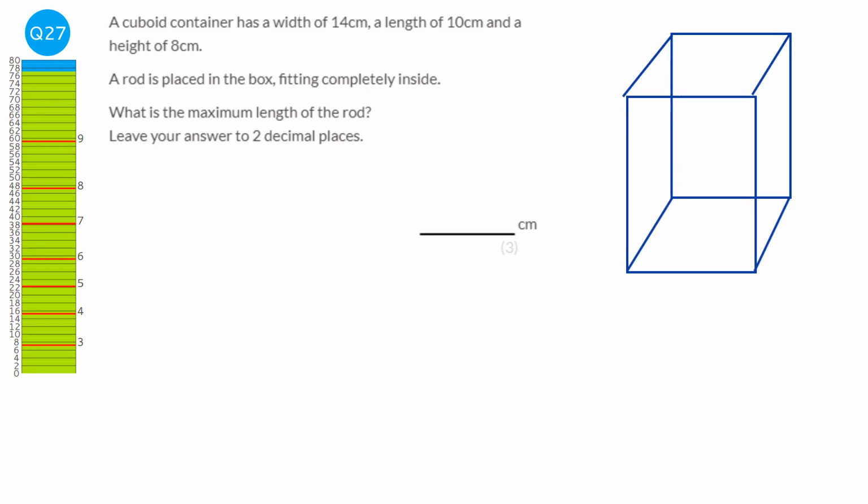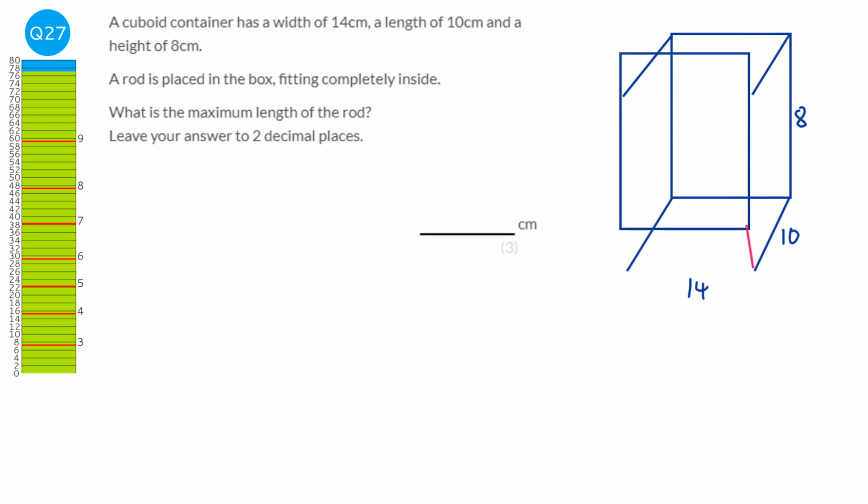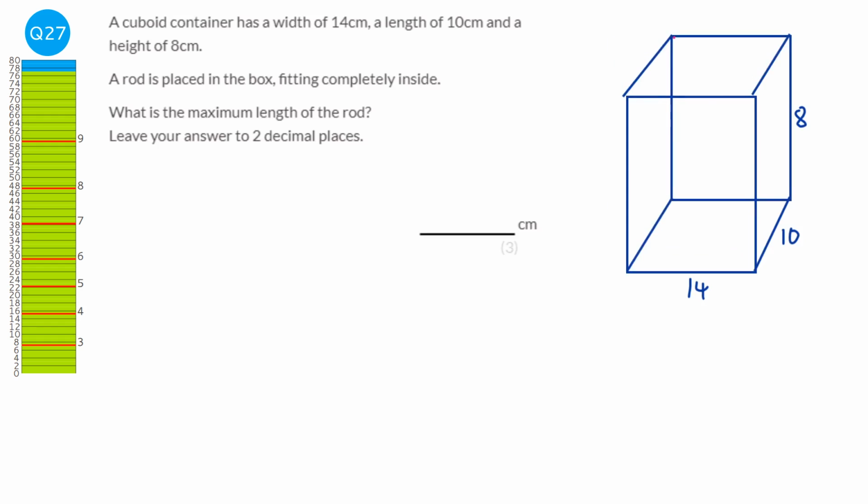And so the lengths on the cuboid, it says, are 14, 10, and 8. Doesn't matter which way around. Now the longest part of the cuboid will be the diagonal across it. So if I just show a diagonal there, and it doesn't really matter which one we pick. I could pick this one here, go diagonal like that. They're all the same length, all the diagonals across. So the rod, if it's the maximum length, will be along this diagonal.